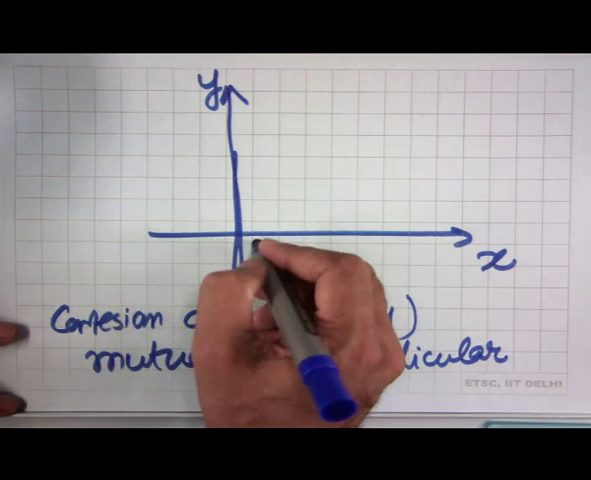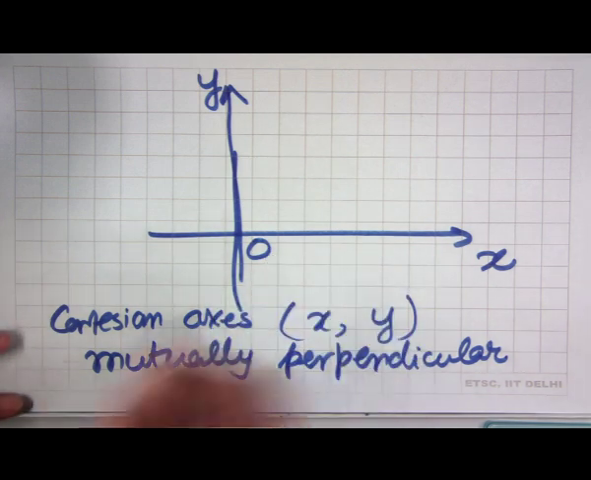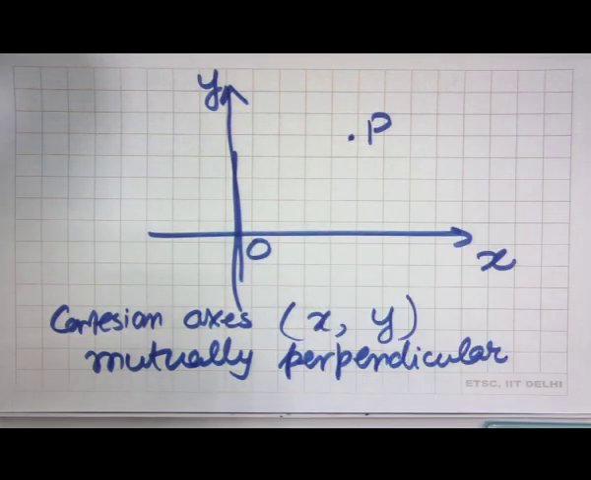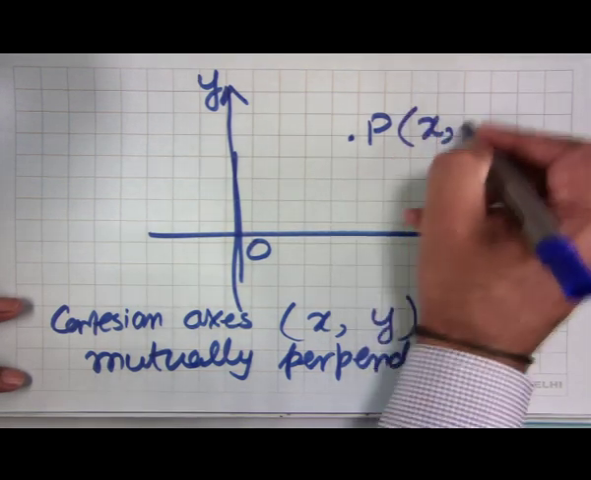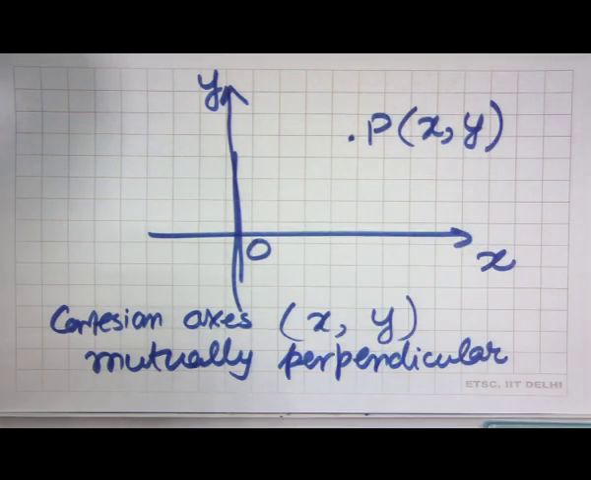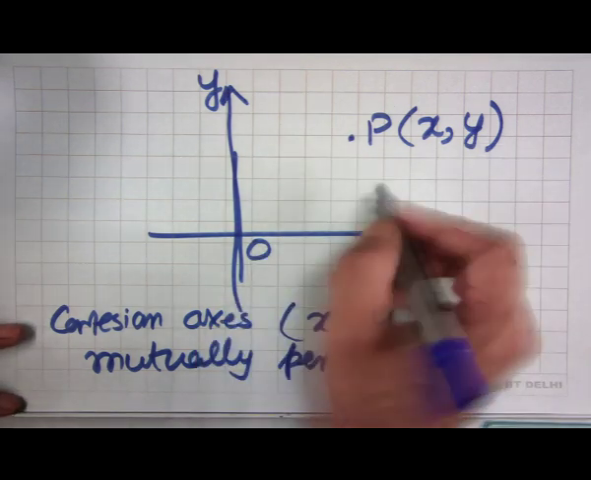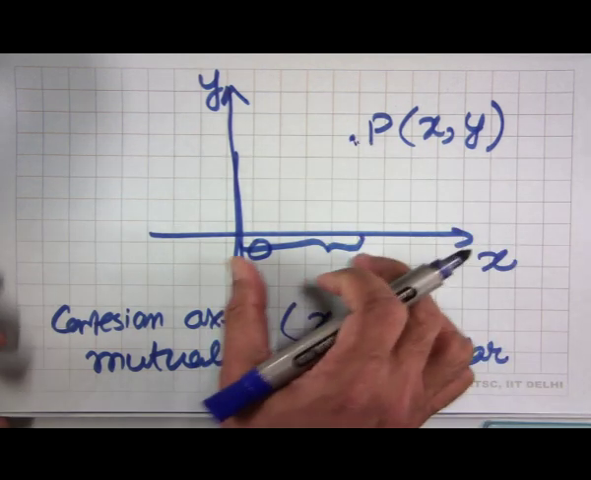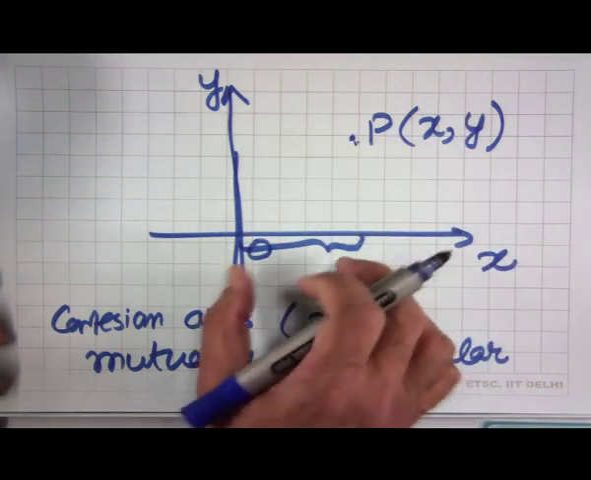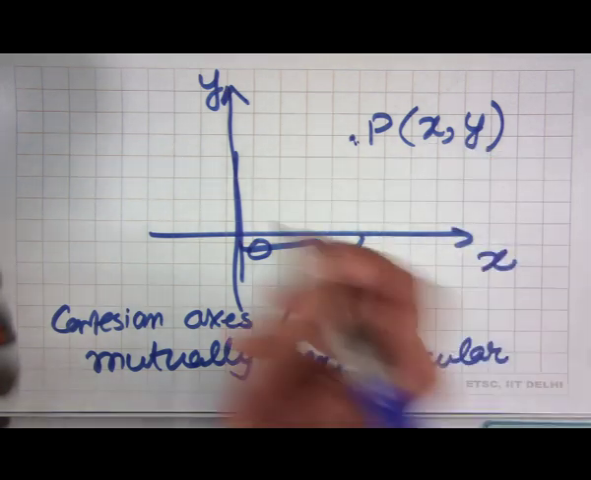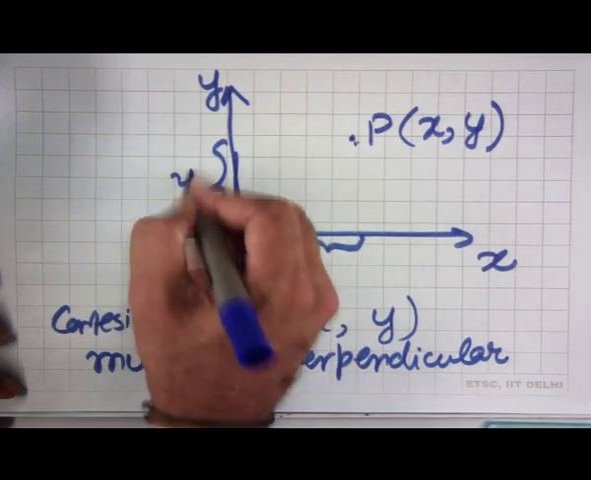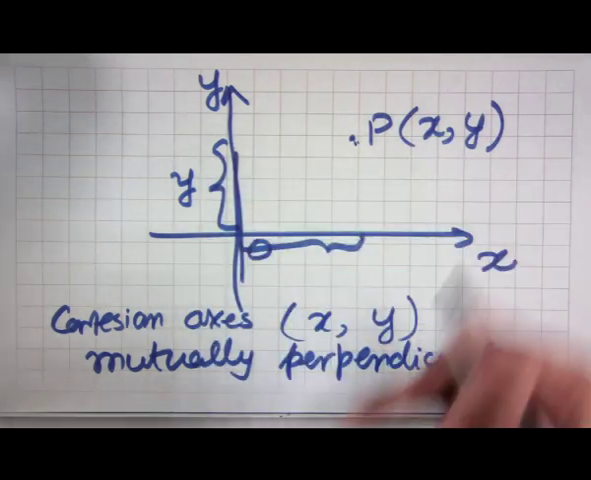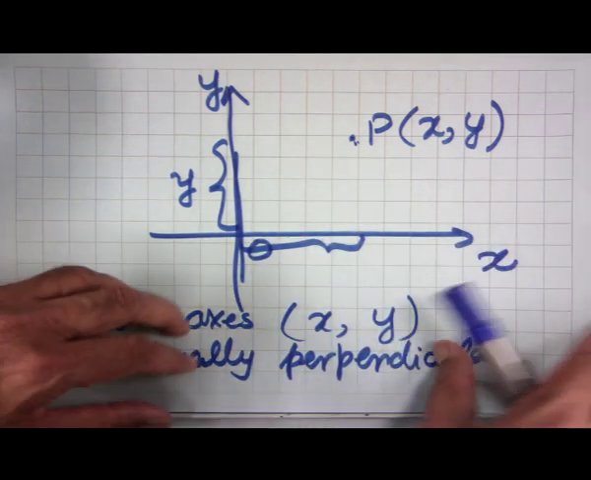Now, the intersection of these is called the origin, represented by O. Any point P which is at a location here is described by what we call the coordinates of the point, x and y. What we mean by x is the amount of distance this point is from the origin along the x axis, and the distance the point is along the y axis is given by y. So, x comma y are called the coordinates of the point P.